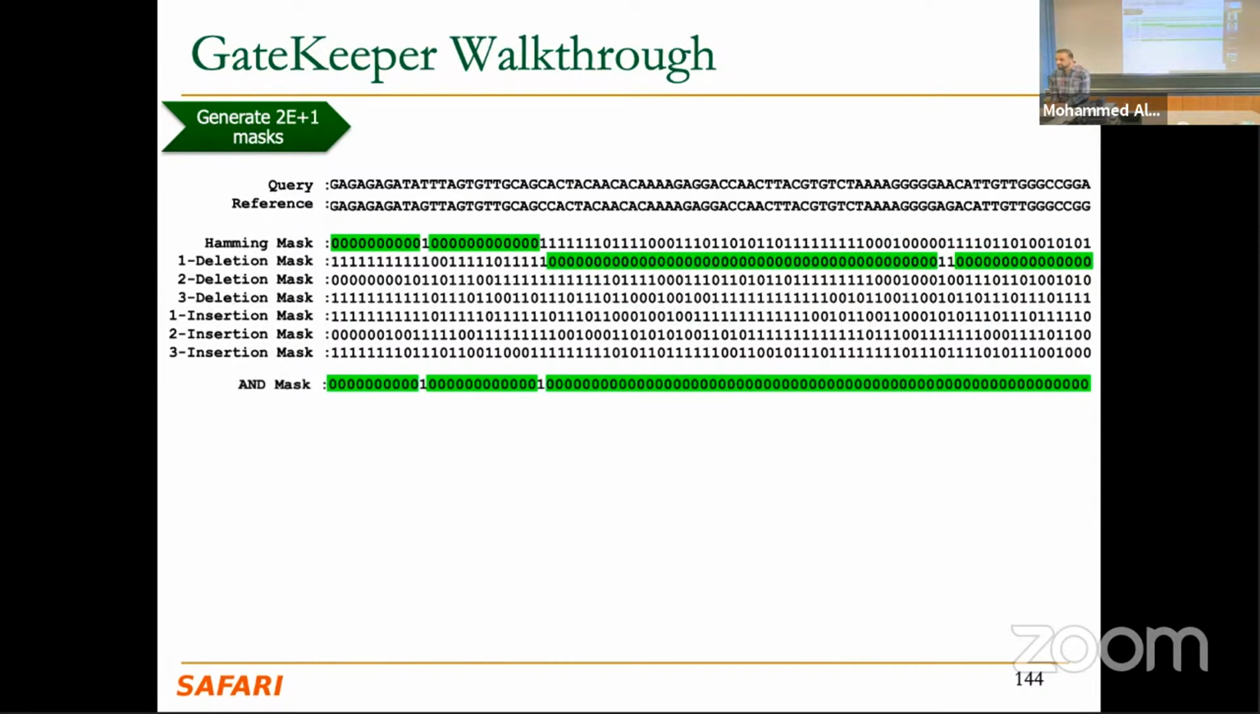Yes? Can you determine the number of shifts? Does the number of shifts determine the runtime of the algorithm? That's true. So again, as I said, we need to build 2E plus 1 masks. E is the edit distance threshold. So it's up to you to set that threshold. You can say, I'm not interested in any 2 sequences that have more than 100 differences, or more than 1 difference. That's up to you.